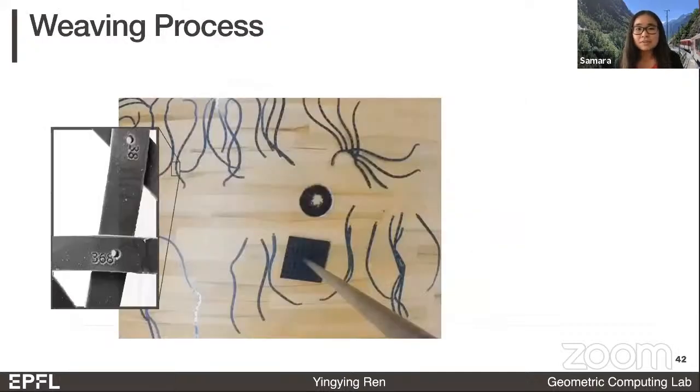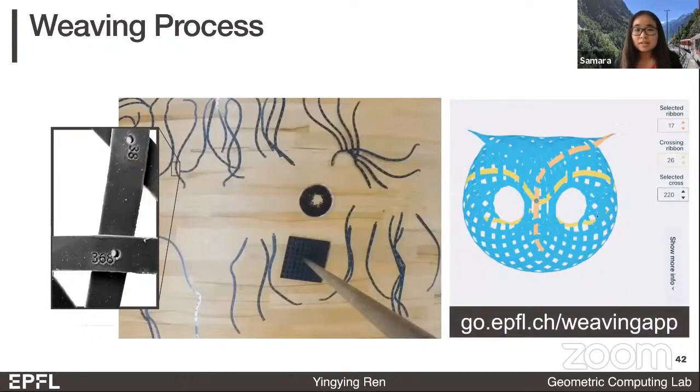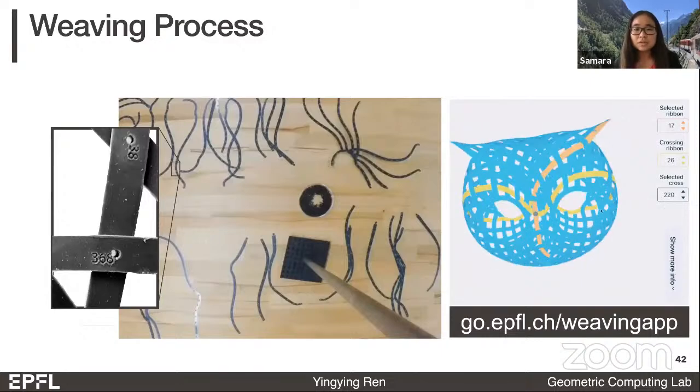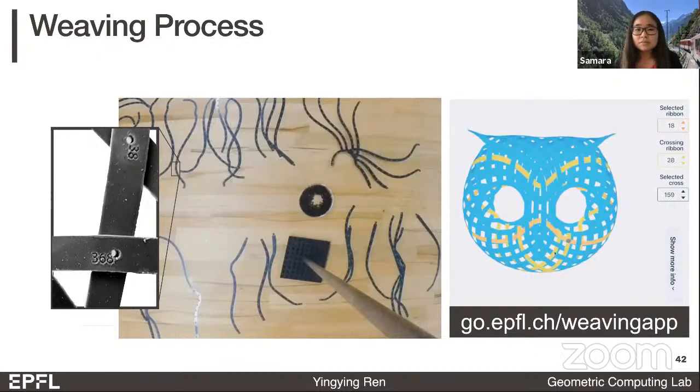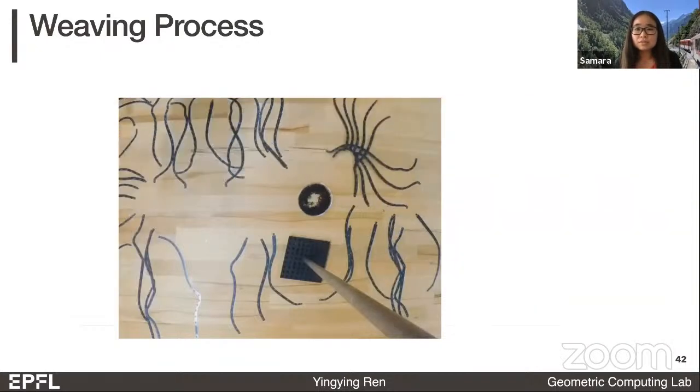To facilitate the weaving process, we engrave the crossing numbers on the physical ribbons during laser cutting. And we also provide a visualization app where the user can interact with the 3D model and select individual ribbons or crossings. During the assembly, we used some temporary pins to fix the ribbons.